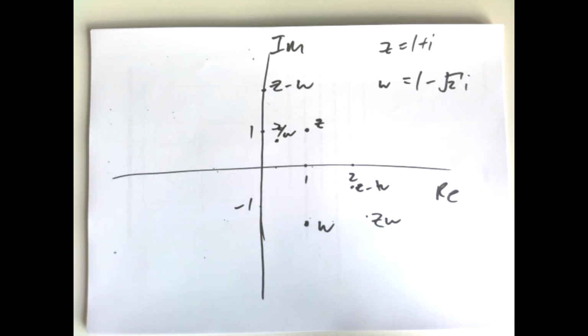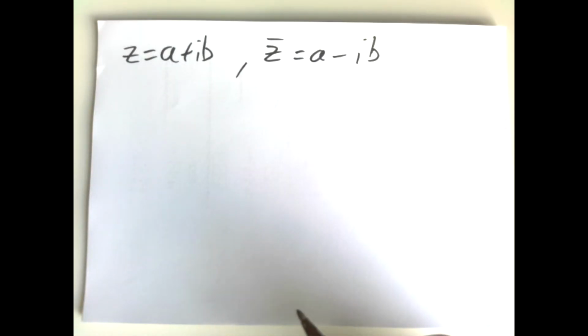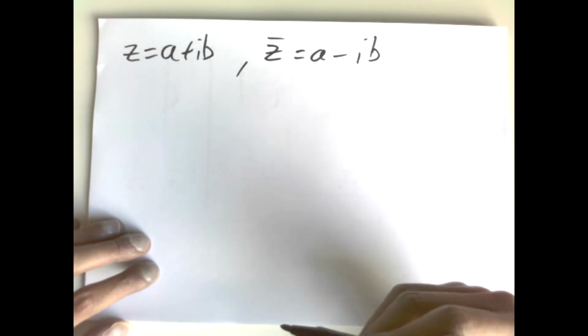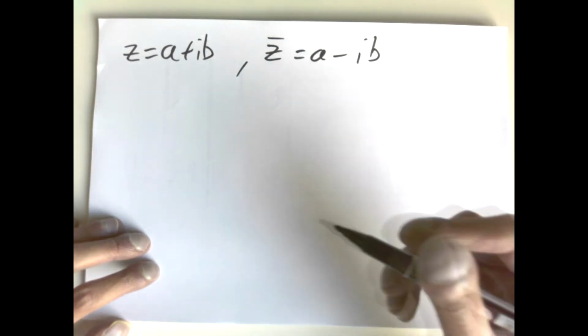Now this would be a way to visualize the complex numbers on the Argand diagram. Incidentally, if you got two complex numbers z equal to a plus ib and z bar, which is the conjugate, equal to a minus ib, where would they be with respect to each other on the complex plane, in other words the Argand diagram?